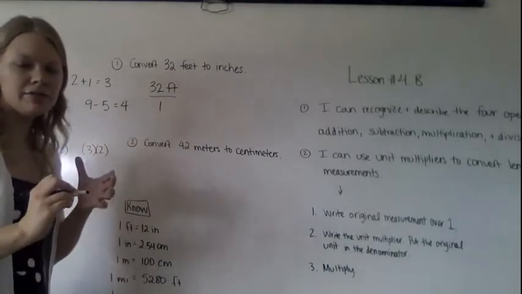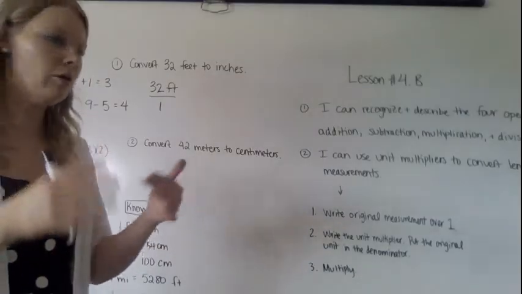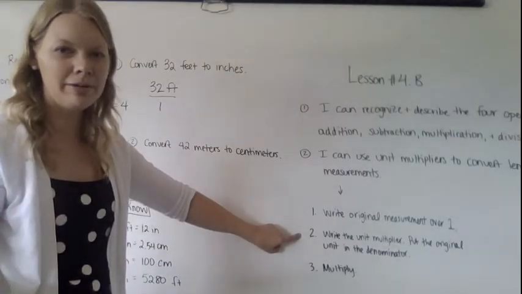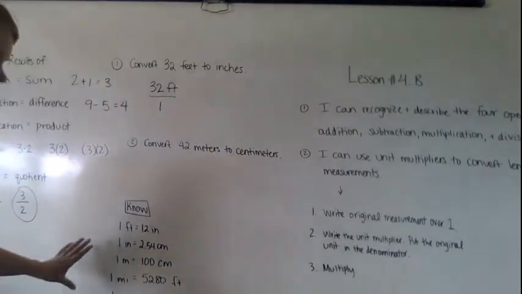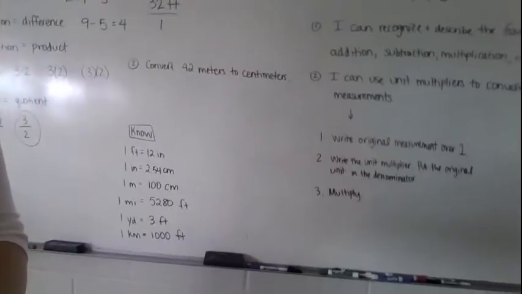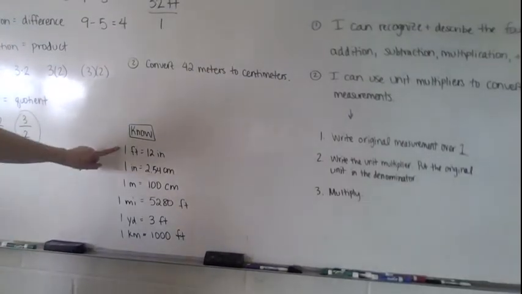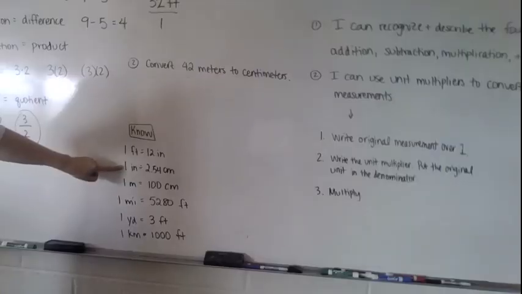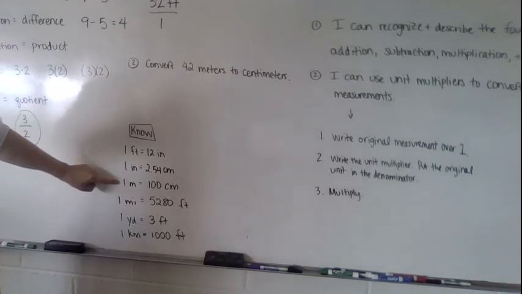Okay. So that's the first thing. You take what you're starting with and you write it over 1. Step 2 is to write the unit multiplier that you need. And down here, I've written all of the unit multipliers that you will need to know. Okay, so quickly going through those, we should know that there are 12 inches in 1 foot. There are 2.54 centimeters in 1 inch. There are 100 centimeters in 1 meter. Okay, so centi meaning 100. So 100 centimeters in 1 meter.